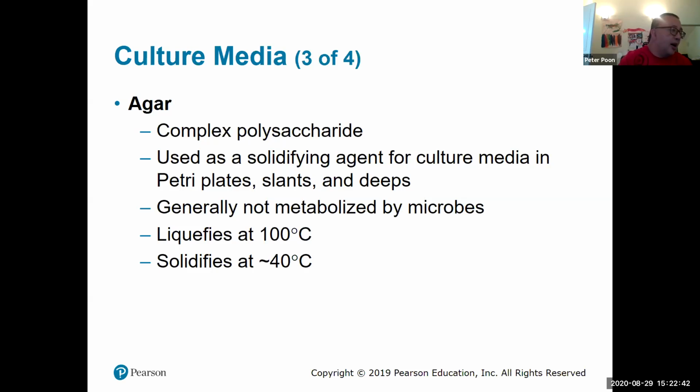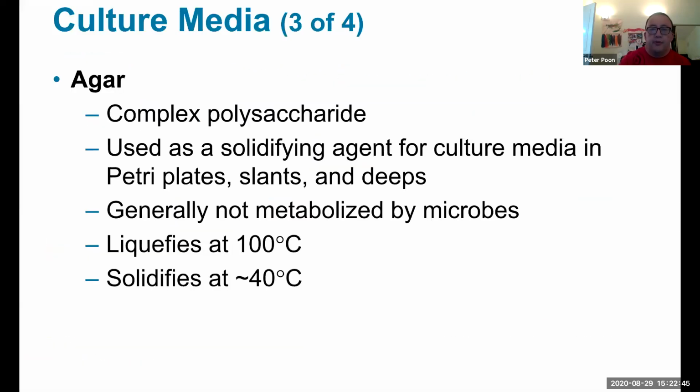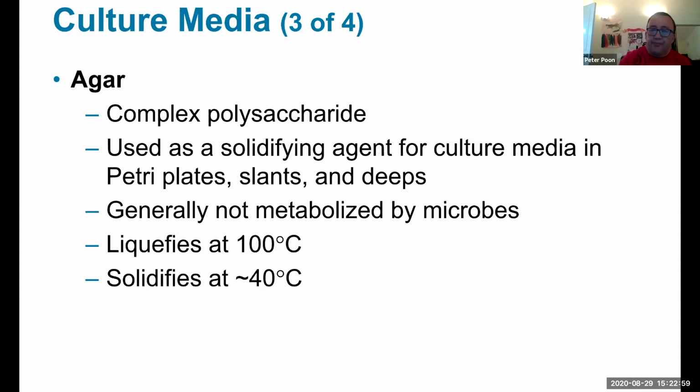Agar is a complex polysaccharide. And because it's such a complex polysaccharide, it is not metabolized by microbes. It comes from seaweed. Bacteria that live on land have no reason to be able to break down seaweed. So we use agar with the expectation that we can't break agar down.